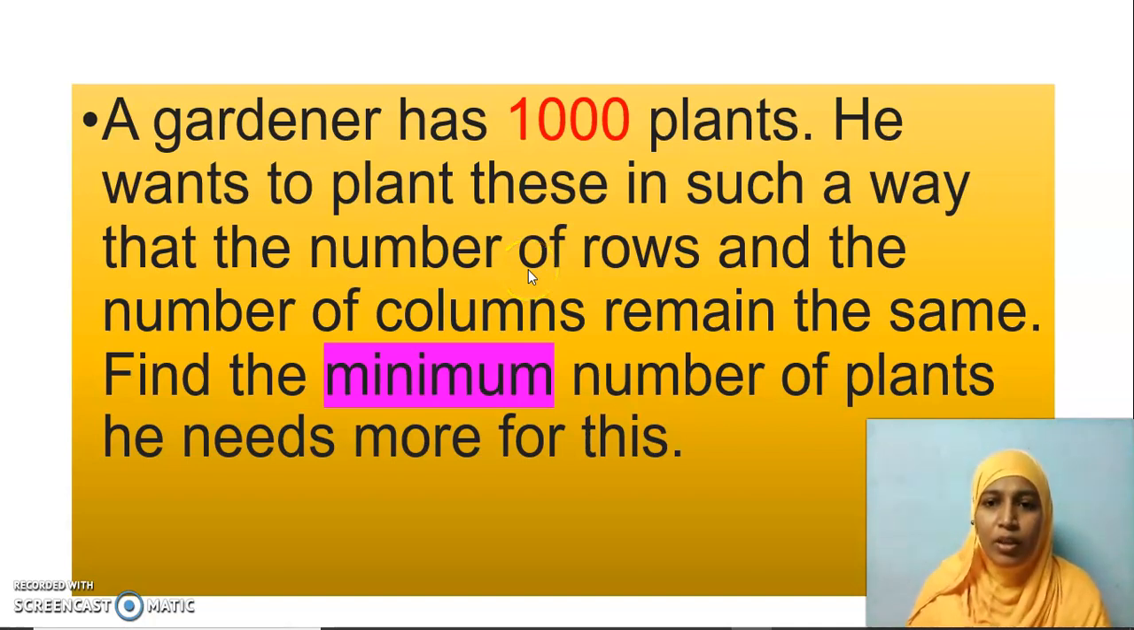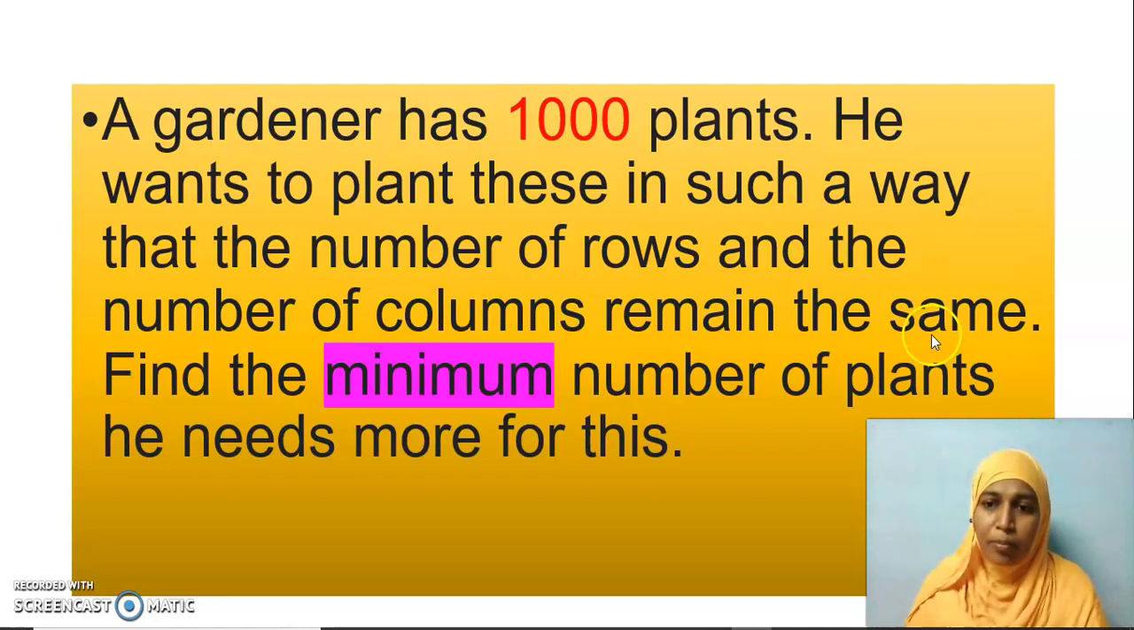Hi children, now let's see one more example where we use square root in our day-to-day life. Here is a gardener who has 1000 plants. He wants to plant these in such a way that the number of rows and the number of columns remain the same.